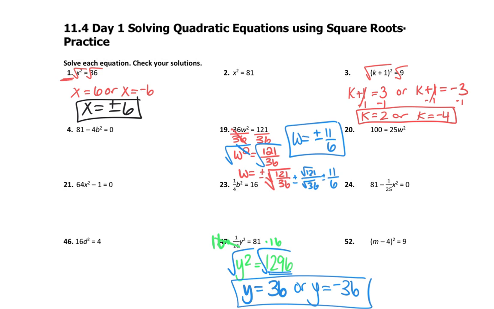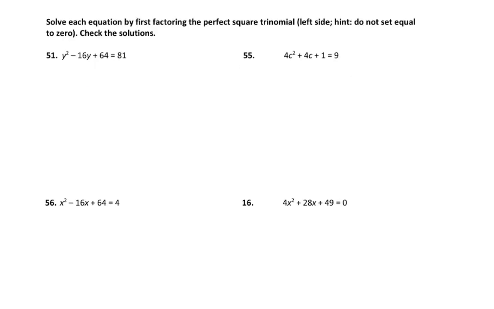Let's take a look at a couple on the bottom side of the worksheet. So this one tells you to solve each equation by first factoring the perfect square trinomial. And it says hint, left side hint, do not set equal to 0. So what it means by that is a lot of times if we looked at a problem like this, number 51, the temptation would be to take 81 off both sides, right, to try to get this equal to 0. I'm going to follow that hint that says do not set it equal to 0 and see how this helps me.